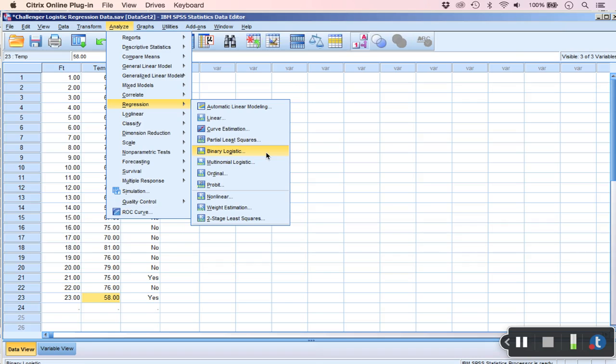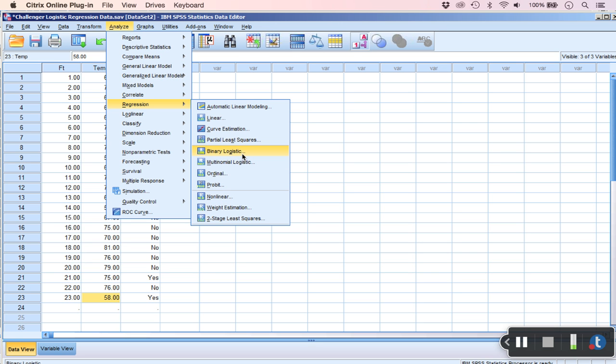To run our logistic regression, we'll use the Analyze menu. We'll drop down to Regression, and we're going to select the binary logistic. Again, that's because we have a dependent variable that is categorical and has two conditions: either yes or no, pass, fail, graduate or not.